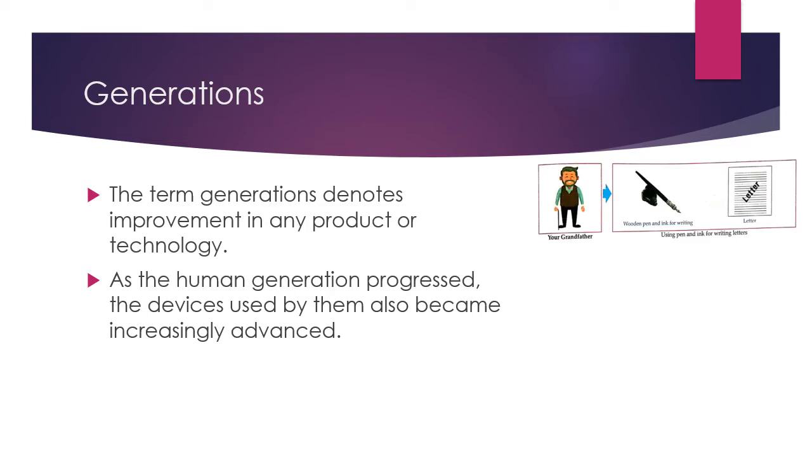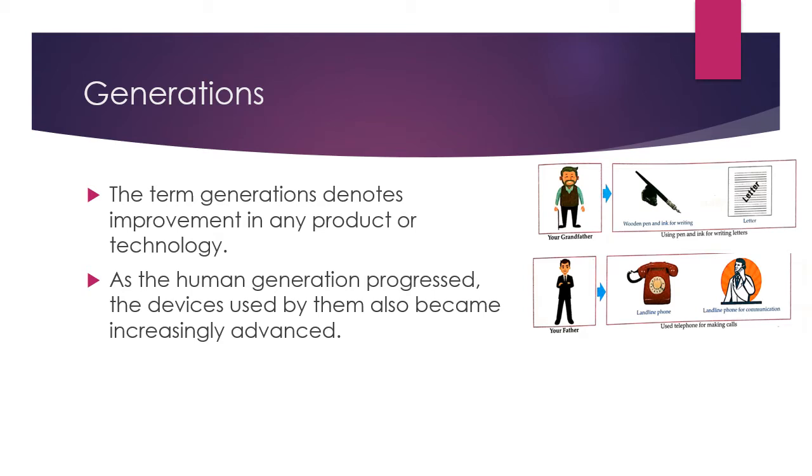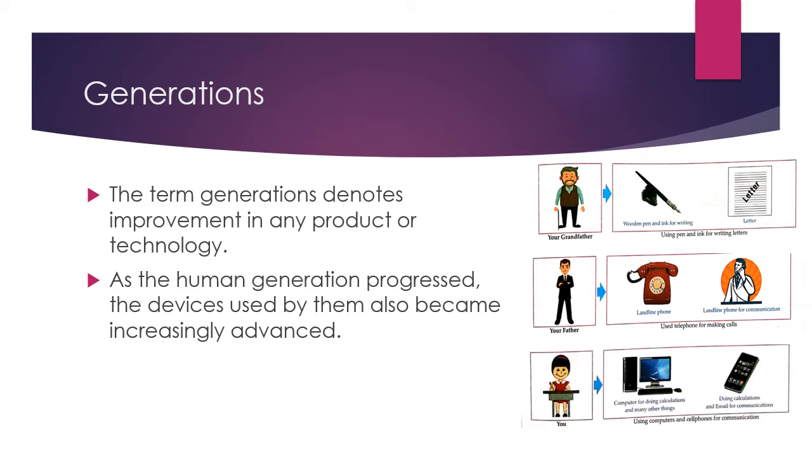For example, when we talk about communication, your grandfather used pen and ink for writing, and they used to write letters and send them to their friends and relatives. Your father used landline phones for communication. And you, the new generation, you're using computers for doing your calculations, you're using your phone for email, for calling, for chatting. So you can see as the generation progressed, so has our devices for communication.